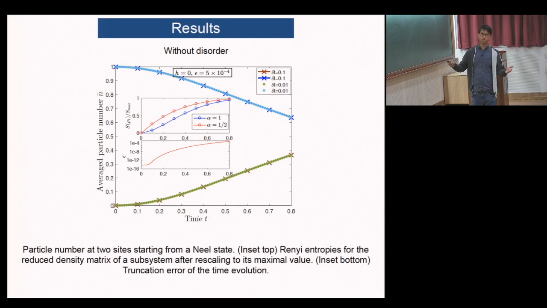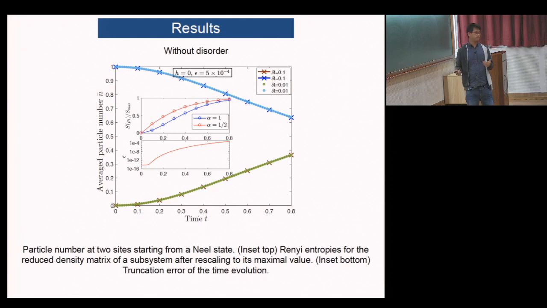But then you see that as I do the quench, it looks like the particle imbalance will go to zero, but I cannot go to much longer times, and I cannot draw a very strong conclusion based on this. So I stop my time evolution at some 0.8 times the hopping parameter. So how do I determine the criterion for stopping my time evolution? That's something that we should consider.